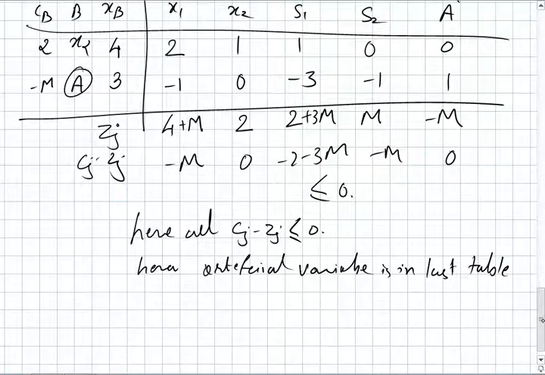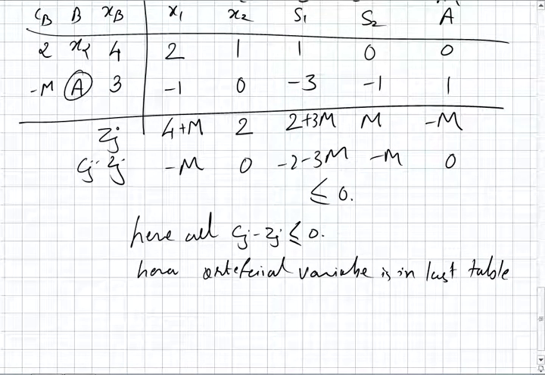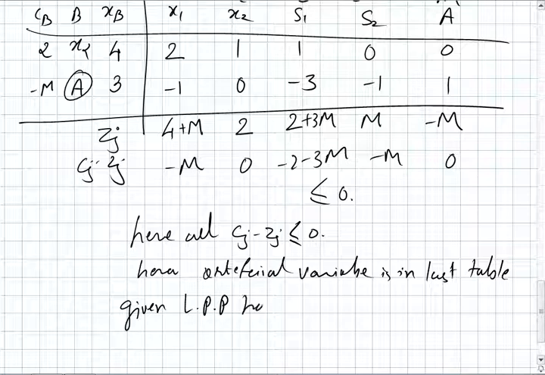So this solution has an artificial variable, so it is not your original problem solution. So this given linear programming problem has no feasible solution.